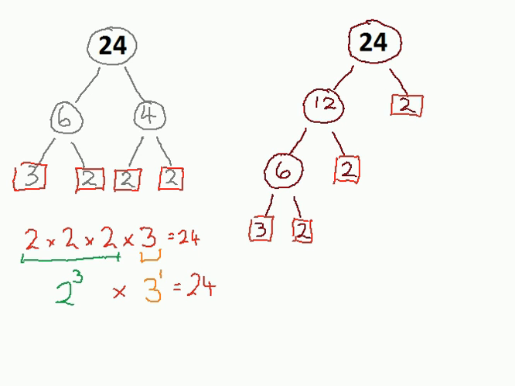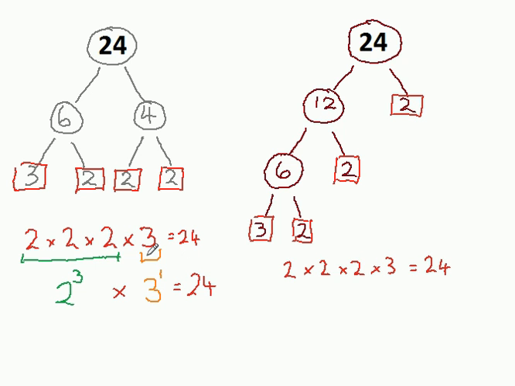I've got no numbers left that don't have squares around them, so I'm finished. And now I can collect all of the factors and put them back together. So I've got a 2, I'm just putting them in numerical order here, equals 24, same as before.